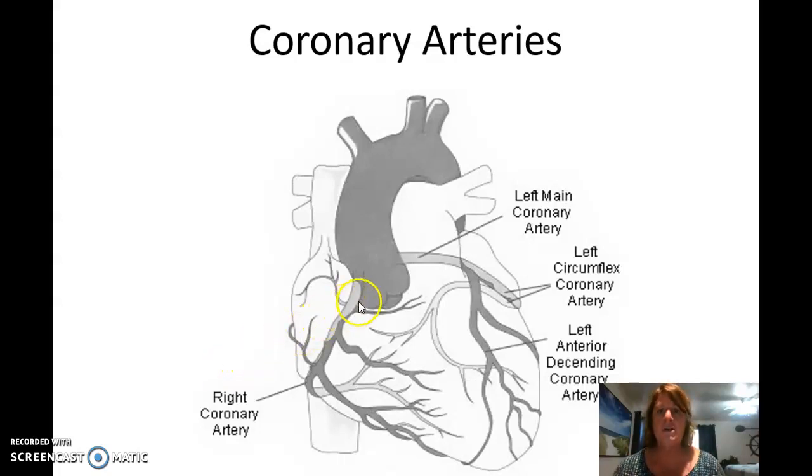Now, the coronary arteries, you have a right coronary artery, which feeds most of the right side of the heart. And the left coronary artery, it's the left main that comes off of the aorta, and then it bifurcates into the left anterior descending, which will feed most of your ventricle, and the circumflex, which will feed the back of the heart. Now, these coronary arteries are actually attached to the base of the aorta, and your coronary arteries actually fill with blood during the diastolic phase of the heart, when the heart's in its relaxation phase.